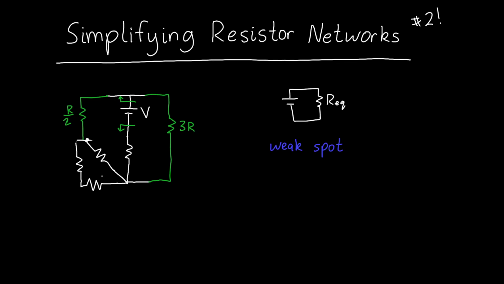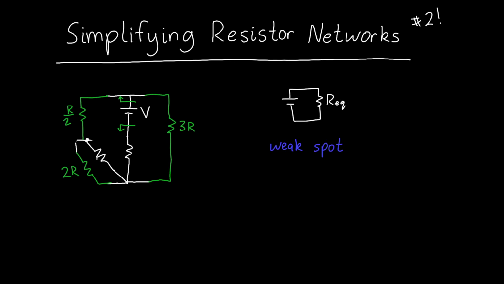Now, I also see 2 resistors down here which can be combined. These 2 resistors are in series because they're connected at one node and nothing else is connected at that node. So I'm going to replace these 2 with a single resistor of value 2R because it was 2 resistors of 1R in series with each other.